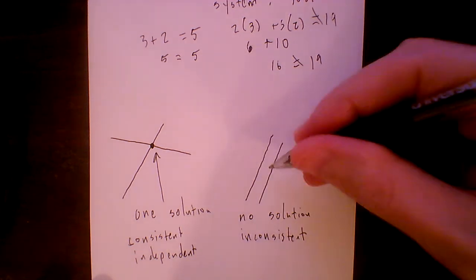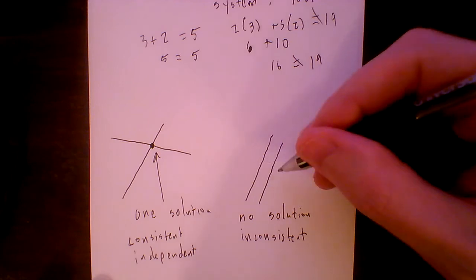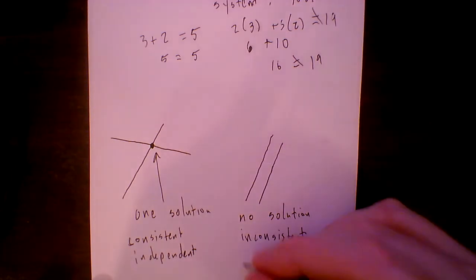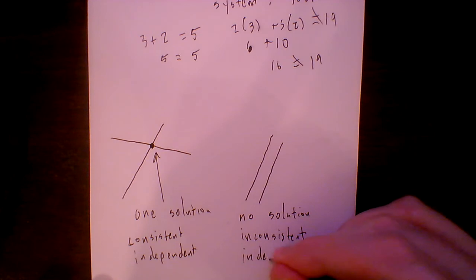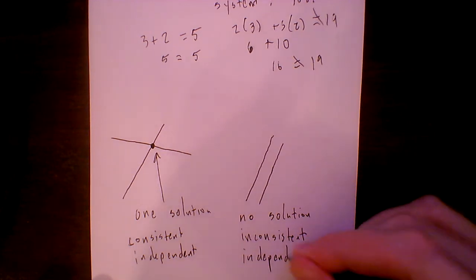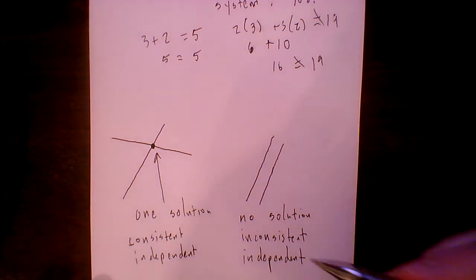Now there are still two separate lines here, right? So this is still an independent system because that's what that word means. There are two separate lines. So this system we would describe as inconsistent and independent.